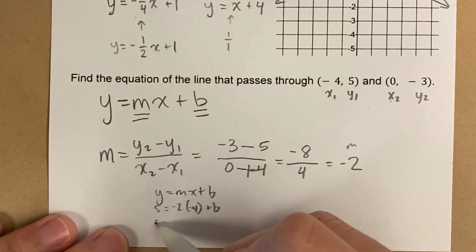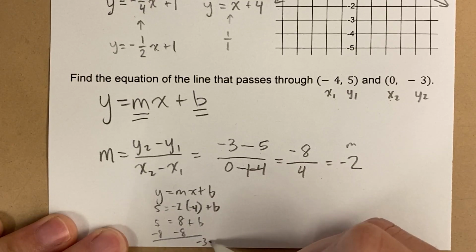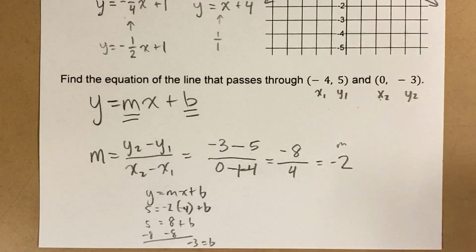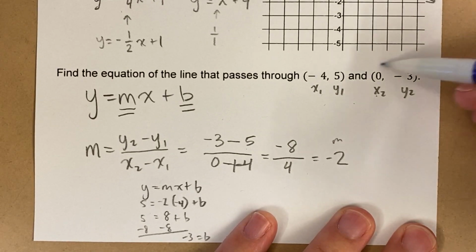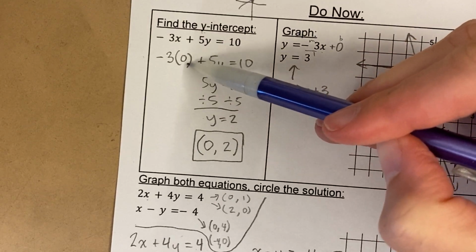Okay, look, I'll show you I can do it. I'm going to get b by itself. This is negative 3 equals b. But can I tell you a secret here? Look, here's b. Remember, we talked about the y-intercept. It always has an x value of 0.